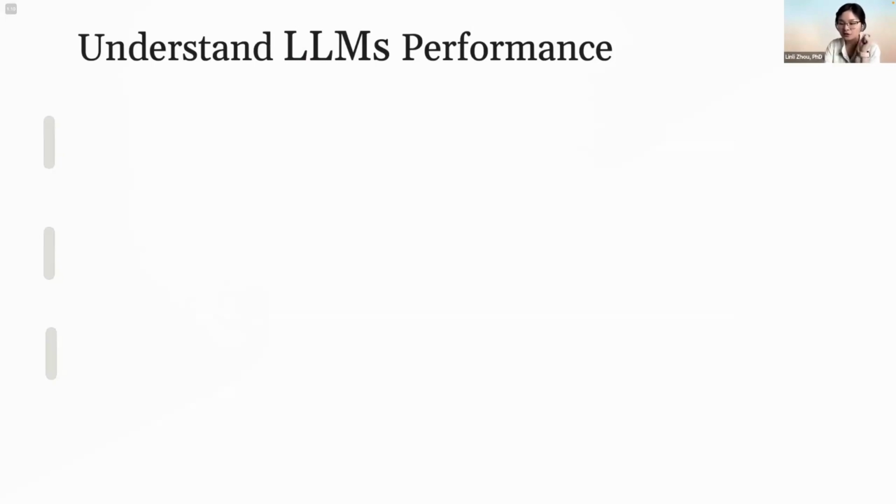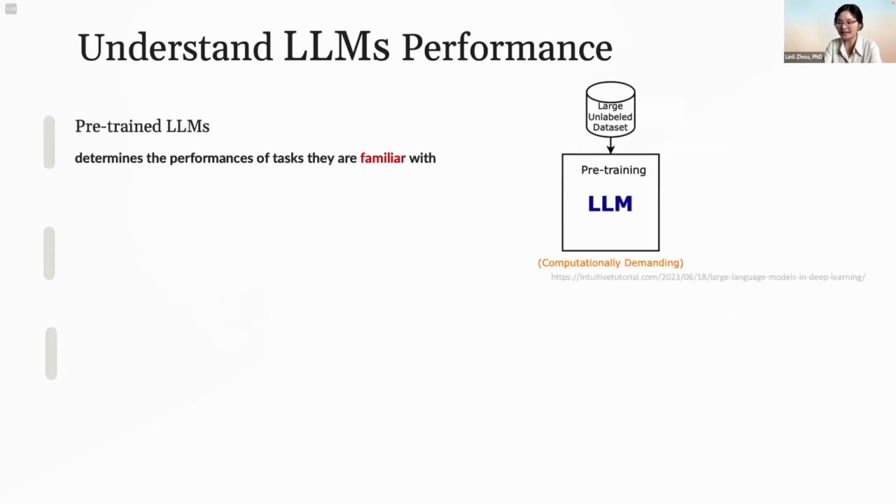Let's dive into the three different training stages of an LLM. The first step is training LLMs on a large unlabeled data set, which you might have already heard about. Large language models need a lot of GPUs, and it's really resource consuming, maybe not environmentally friendly. So the type and features of these data sets determine what data an LLM is familiar with.